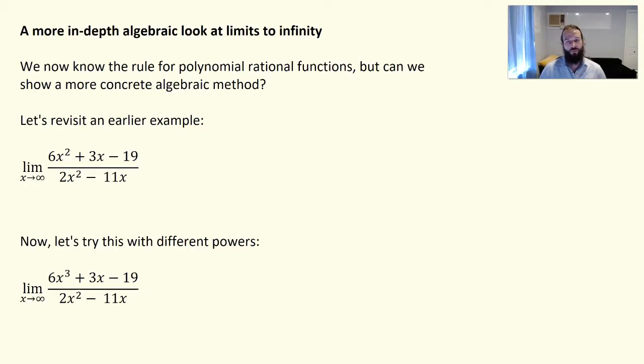So now that we know the rules for limits to infinity as they pertain to polynomial functions, particularly rational functions, let's take a little bit of a deeper look at the algebra behind those rules. For instance, we know from an earlier example that the limit as x approaches infinity of (6x² + 3x − 19) over (2x² − 11x) is 6 over 2, which is 3, because we take the leading coefficients of the highest powers when the powers are the same and simply put them in a ratio. Now, can we actually prove that?